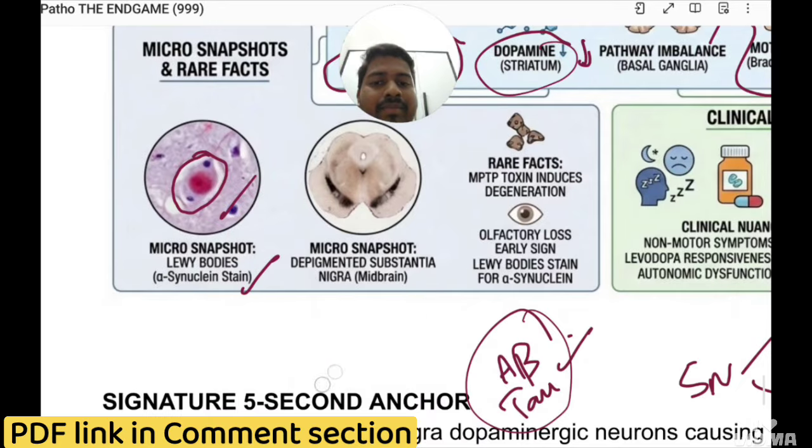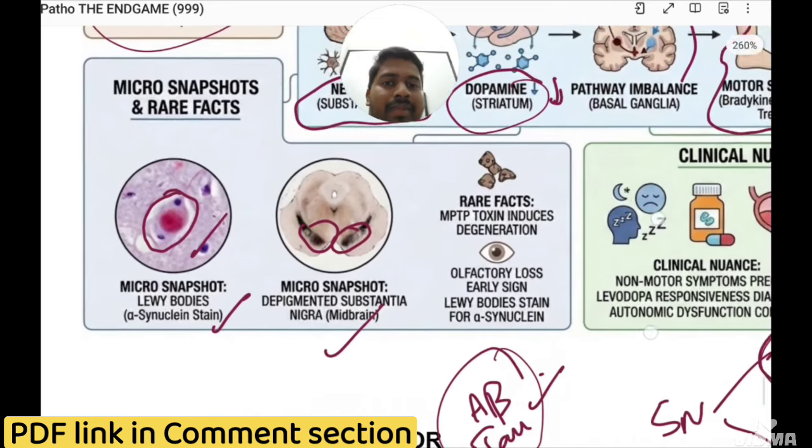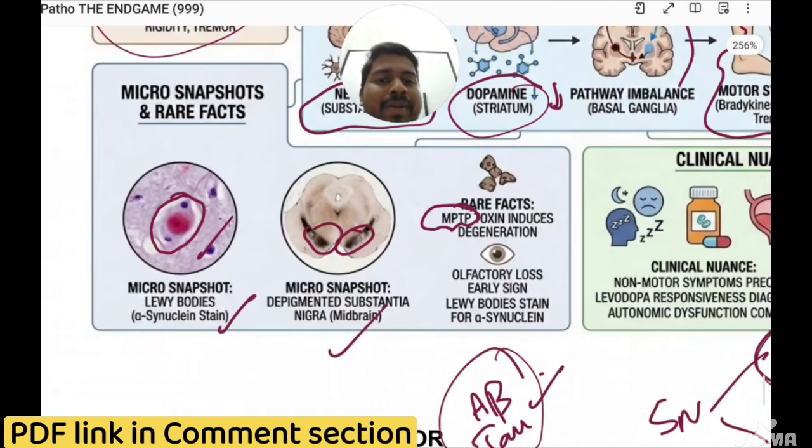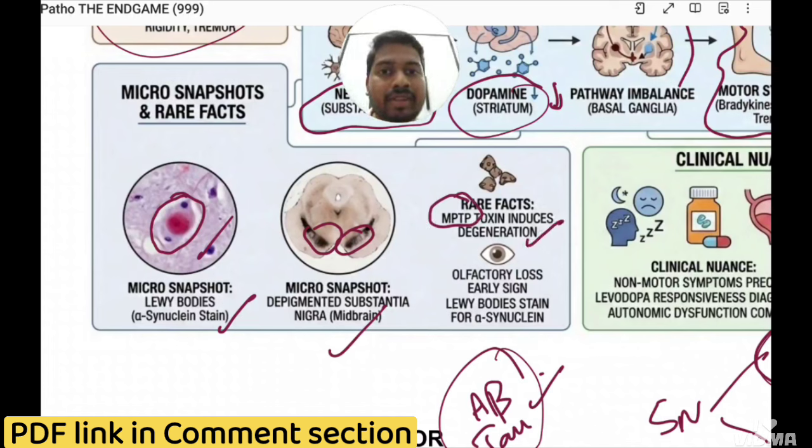You can see this substantia nigra, which should have been pigmented, starts to depigment. So this is seen in Parkinson. Now there is one more thing known as MPTP toxin, which has been asked in questions. This is also a reason for toxin-induced Parkinsonism. It is not only age related, it can be toxin induced. If it is a young person, you should also think of MPTP toxin.